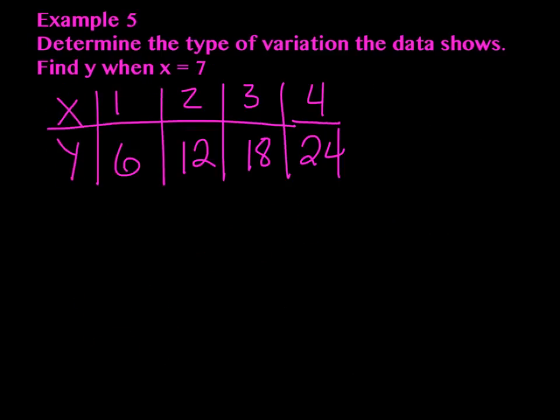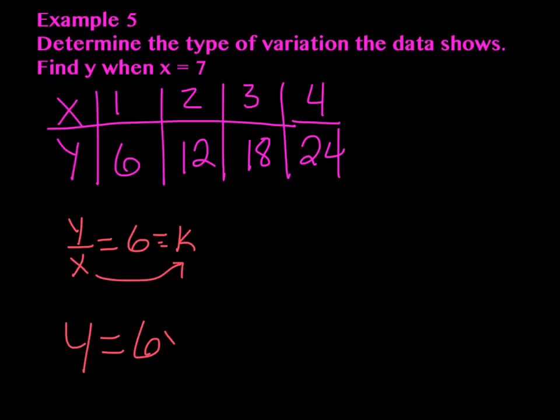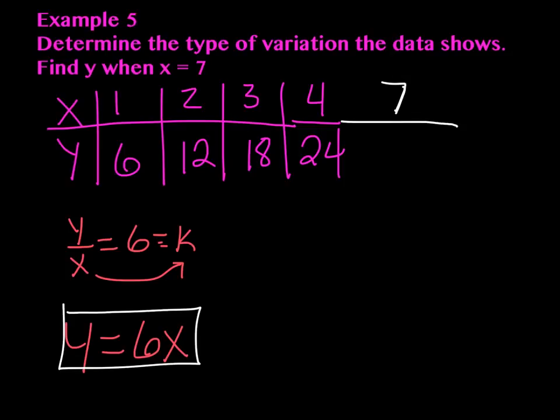And for good measure, here's another example of the same thing, determining the type of variation the data shows. This time, if I take y divided by x, I'm taking 6 divided by 1 is 6, 12 divided by 2 is 6, 18 divided by 3 is 6, 24 divided by 4 is 6. Y divided by x is 6, which is our constant. So, if I'm going to write this as an equation, remember it has to be y equals kx, y equals 6x. And so what is y when x is 7? Well, 6 times 7 is what? 42.